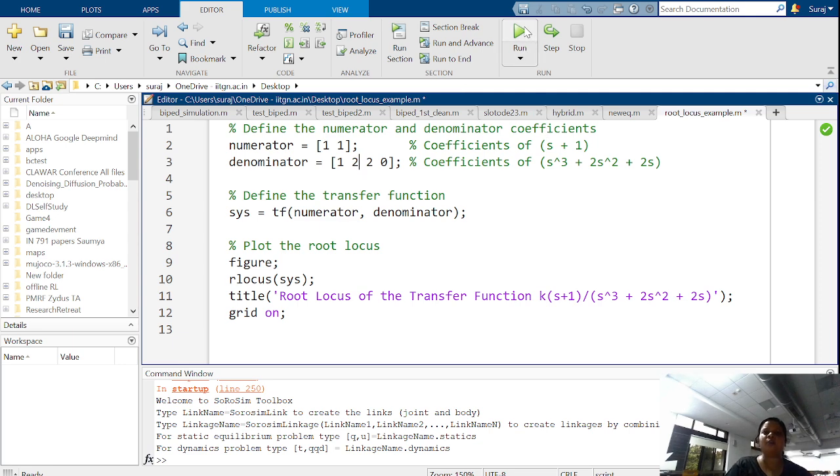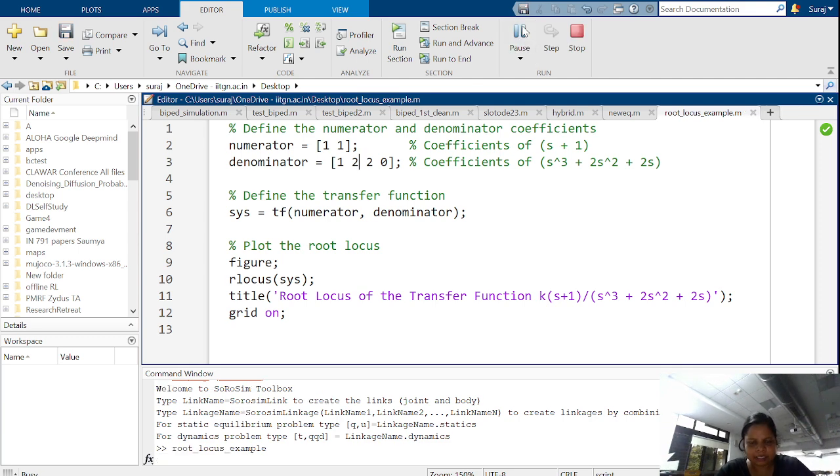And we tried to find out what is the root locus. So then we define a system. System is transfer function of numerator upon denominator. So you define the transfer function, then you can plot the root locus. You say figure, it means that you're going to generate some figure. Root locus of this system. Then you give a title, you give grid to be on, you can have other things also, like labels for the x axis and y axis. But let's see what was the result that time.